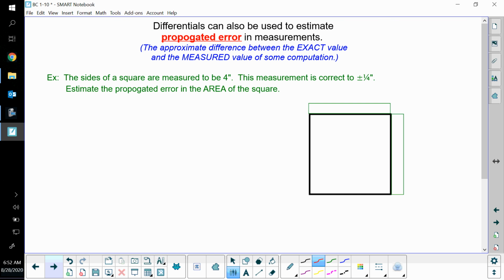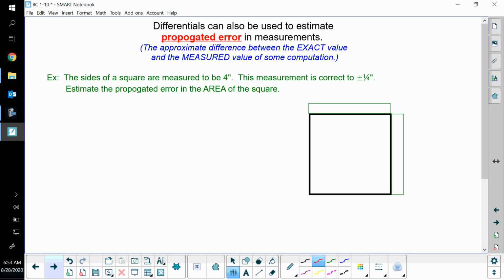All right, the last topic we'll look at today is using the differentials to estimate the propagated error. Now, what propagated error means is the difference between the exact value and the measured value. So if you've got some object, you take out a tape measure and you measure it, there's a chance that your measurement could be off by a little bit. So that's what we're approximating here.